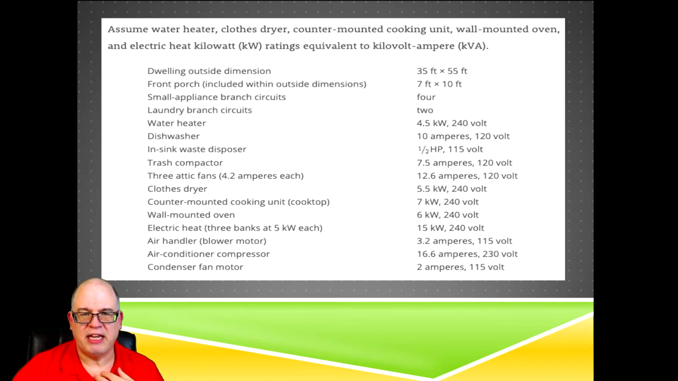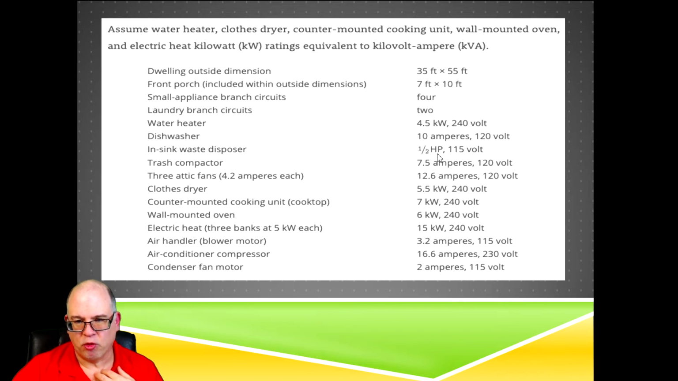The next you'll see is the dishwasher. Now, this dishwasher is 10 amperes, 120 volts. So in order to calculate it out and find the VA, the amps times the volts is going to give us what we need. So 10 amps times 120 volts is going to give us our VA, and we need that later, and we'll do that later.